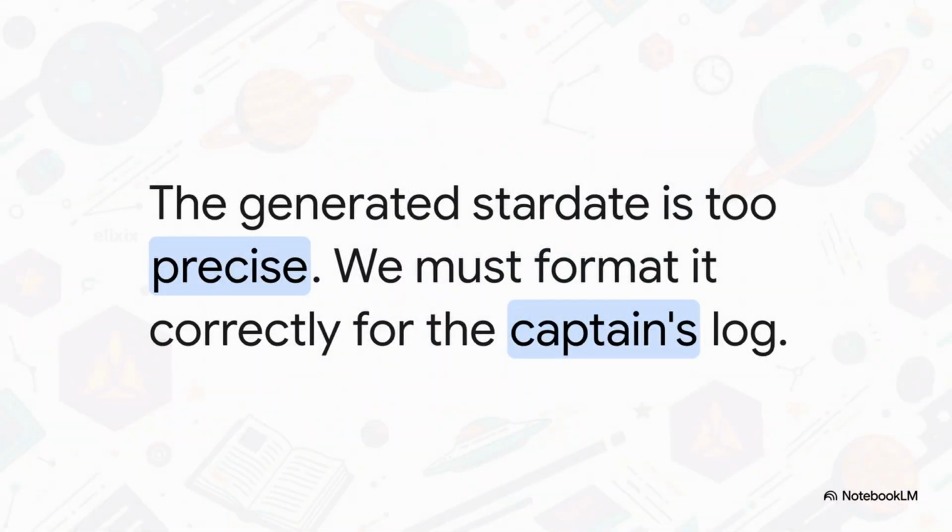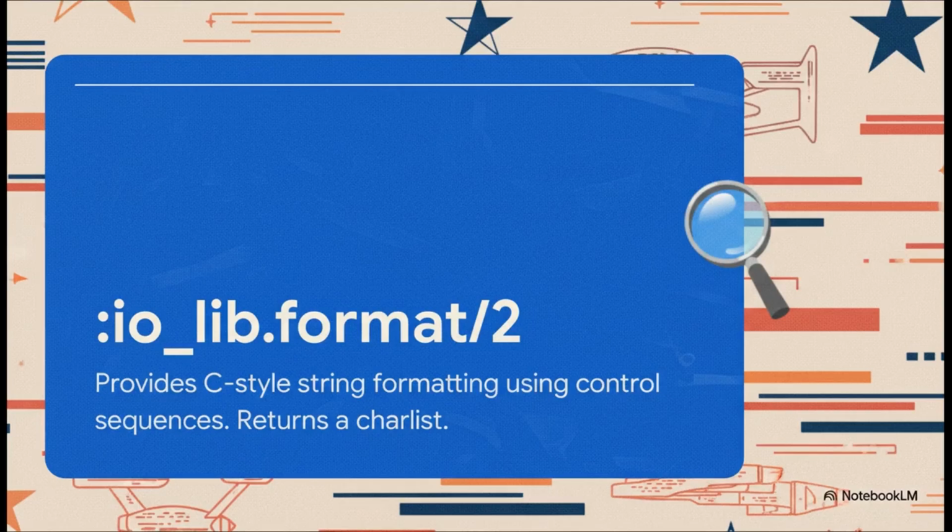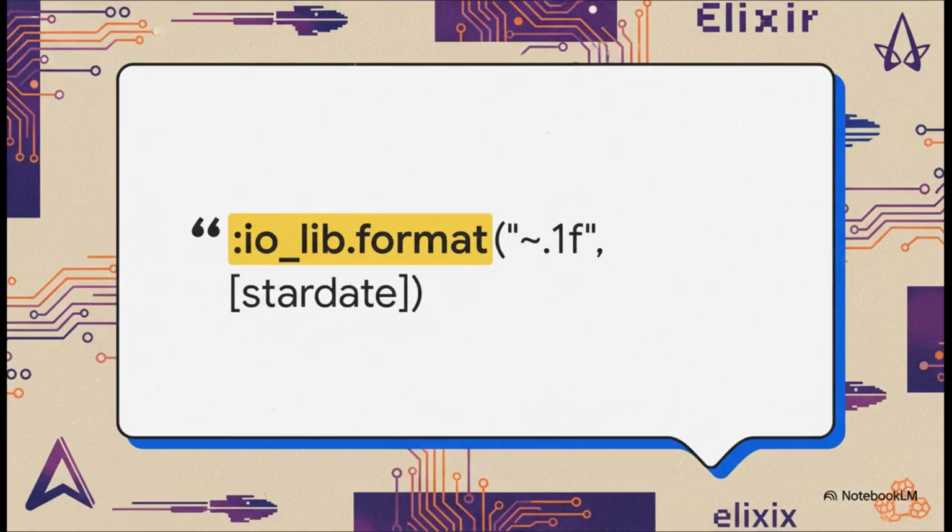We need to format it. The goal is simple. Format our float to just 1 decimal place as a string. And again, Erlang has the perfect tool for the job, the io library.format function. It formats the number, but returns a char list. We just pipe that result to toString.